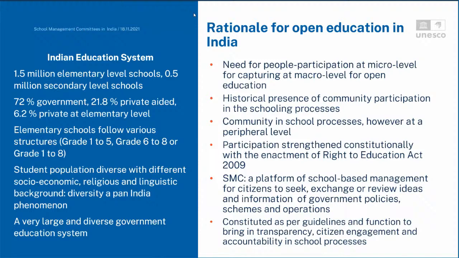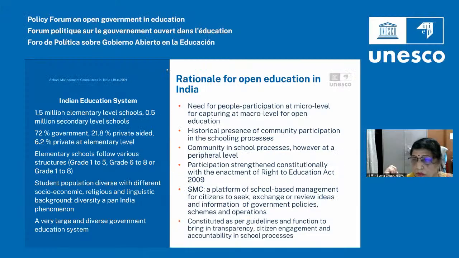The Indian education system, as you can see on the left side, is very huge, having 1.5 million elementary level schools and 0.5 million secondary level schools. At the elementary level, it is basically the government which is running the schools, and the students participate in the government sector only, especially the children from socioeconomically and educationally backward backgrounds.